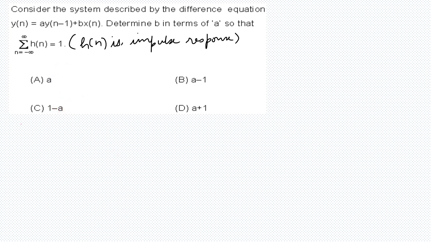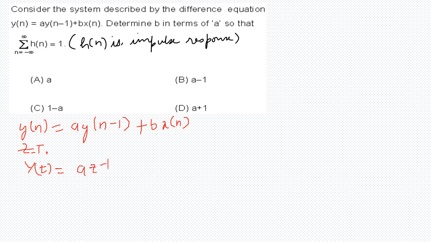First, we write the difference equation as it is. Once that is written, we can take the z transform. So y[n] turns to Y(z), and here we can use the property of the z transform: there is a delay of 1 unit, so we get a z inverse Y(z), plus b X(z). This is what we get. Now we try to separate the Y terms and X terms, so we take the Y terms to the left-hand side. So what we get is this.